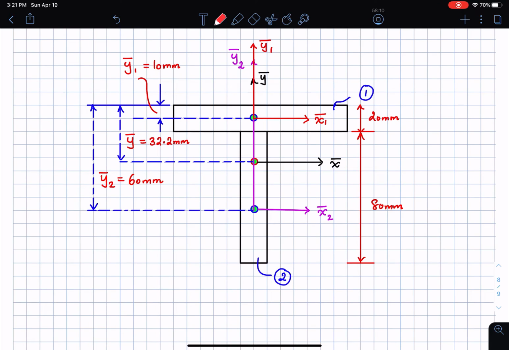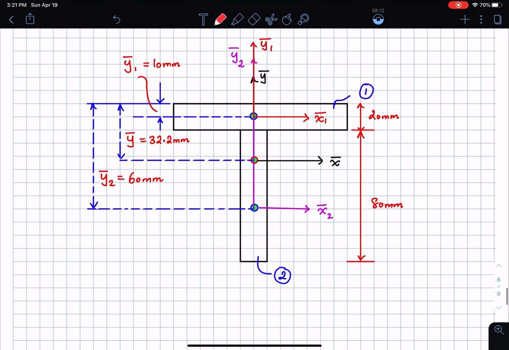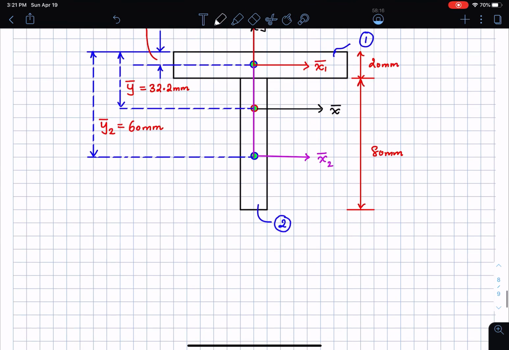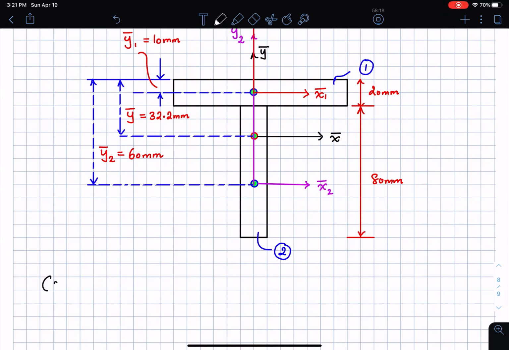So from the perspective of labeling, here are my labels. First of all, x bar and y bar is the centroidal axis for the entire composite shape.